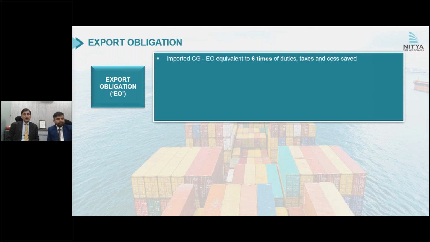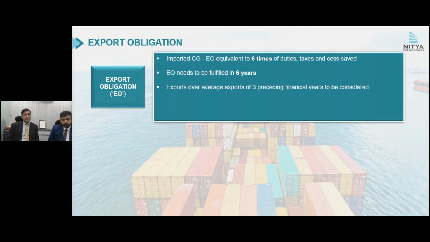The important thing is that a person who is importing the capital goods needs to fulfill the export obligation. That export obligation is 6 times the equivalent of the duty saved, like taxes, cesses, etc. So in the previous slide, I explained that BCD, SWS, IGST and compensation cess, if saved on the imported capital goods, the export obligation must be 6 times that. Such export obligation needs to be fulfilled within 6 years from the date of authorization.